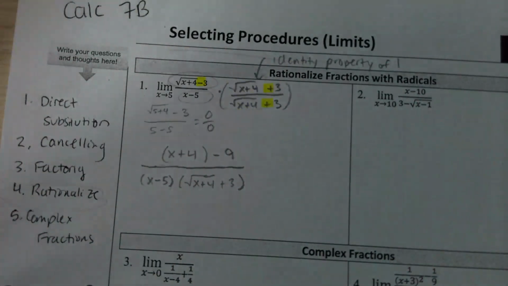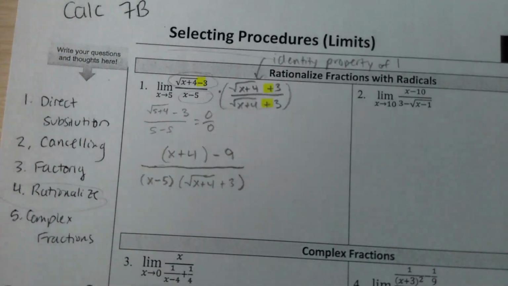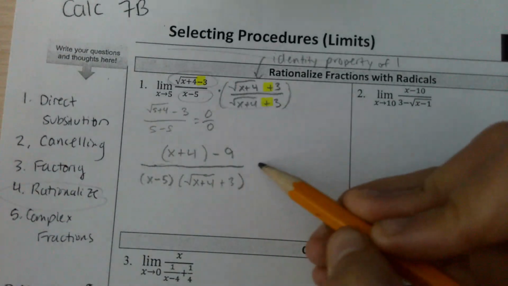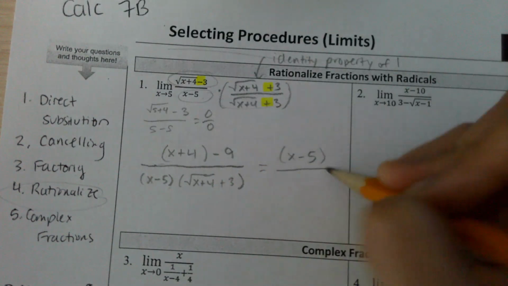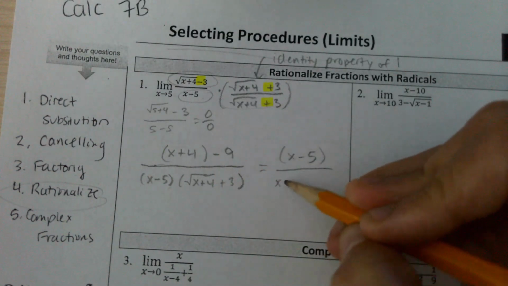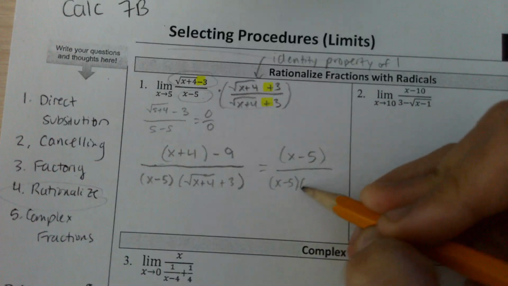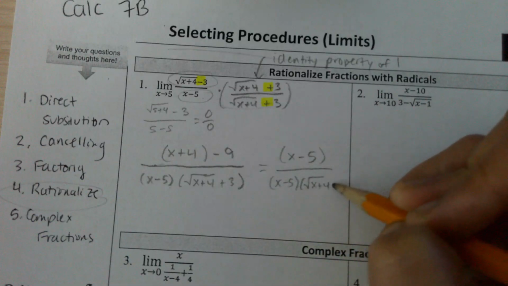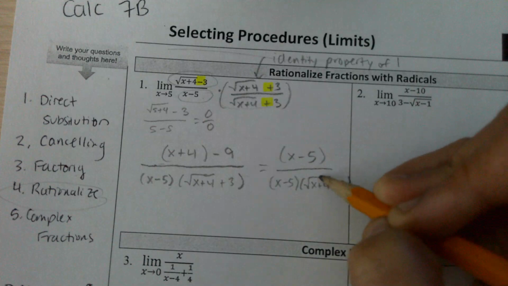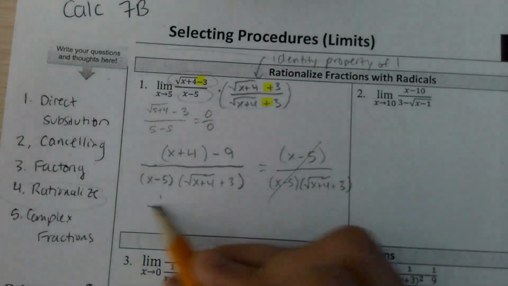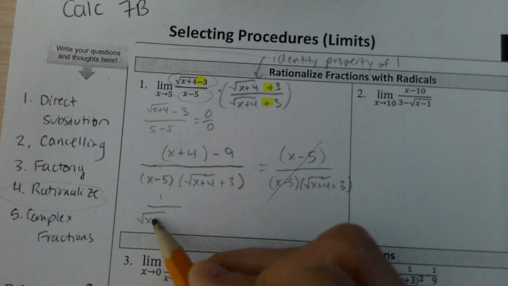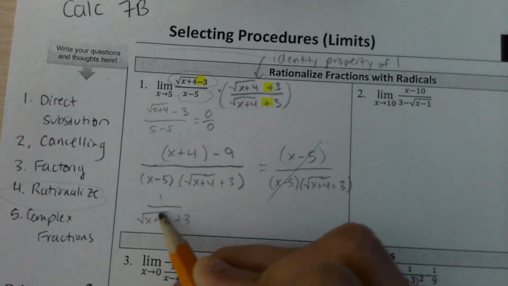Okay, so these are designed to cancel out. If you're not finding it's canceling out, then you probably did something wrong algebraically. So if we look here, this on top can be simplified to x minus 5. And then on the bottom we have the same thing. And you'll notice that we can cancel something out. So we cancel these two out. And then we're just left with 1 over the square root of x plus 4 plus 3.